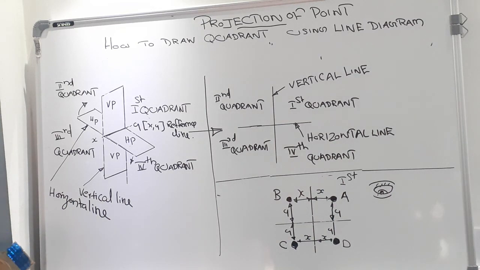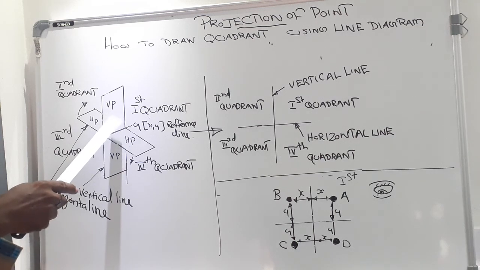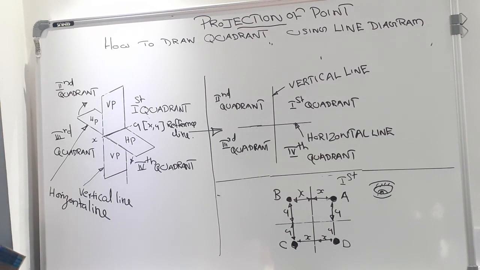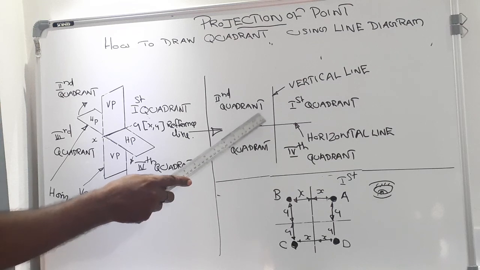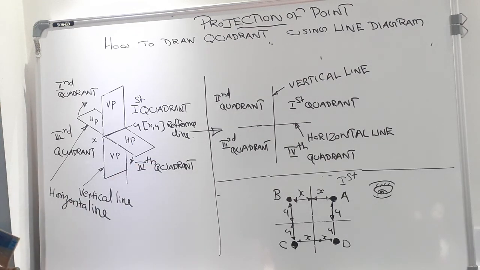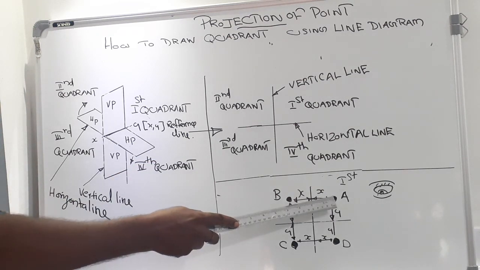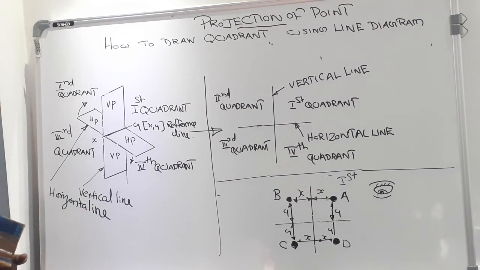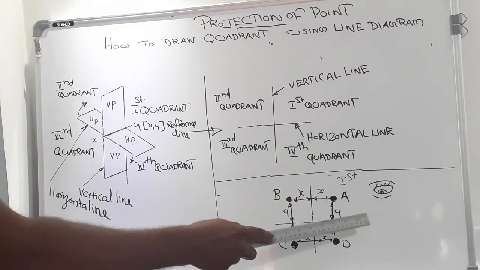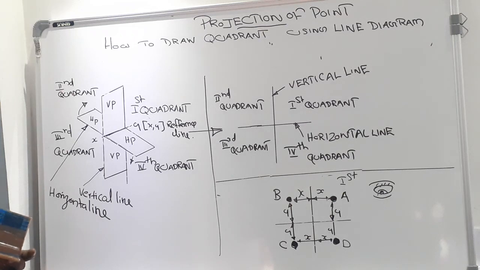Dear students, today we have to discuss how to draw a quadrant system using line diagram. Here I have drawn three types of figure of quadrant system. First one is isometric figure of quadrant system. Second one is line diagram of quadrant system. And third one is position of the object with respect to horizontal and vertical line.